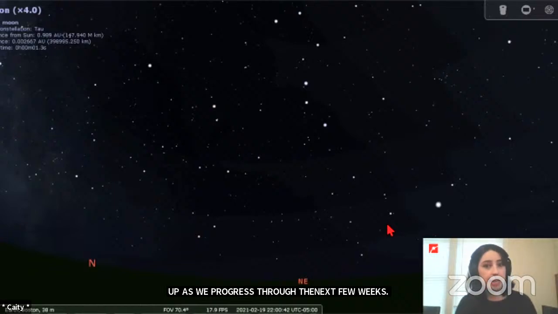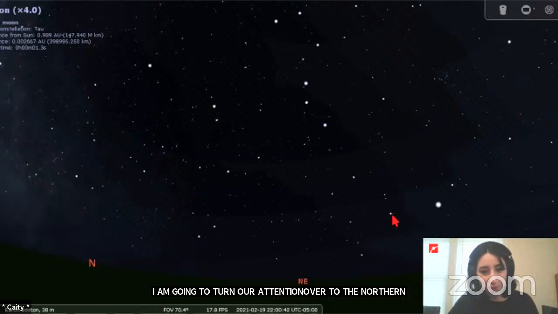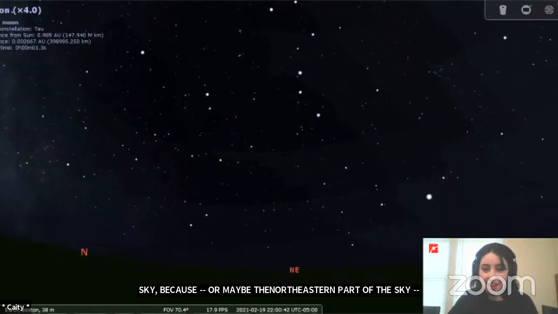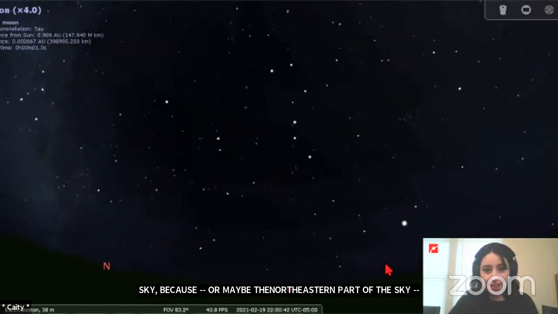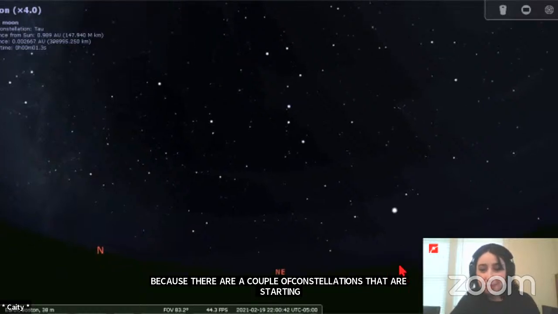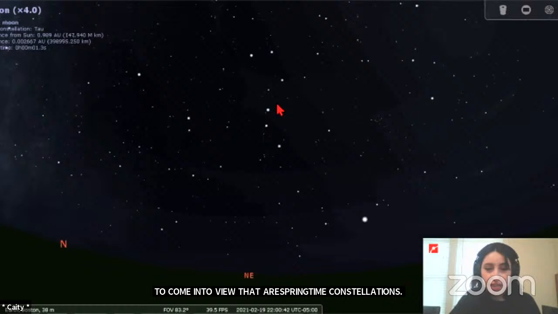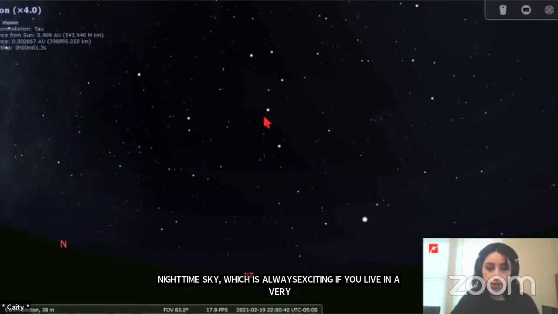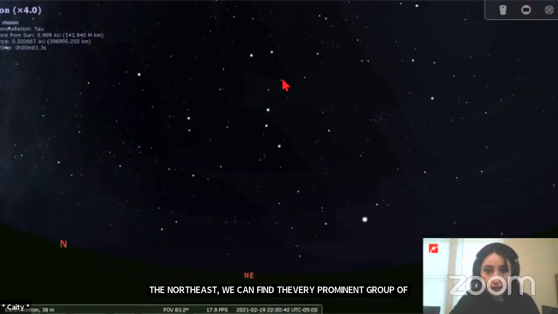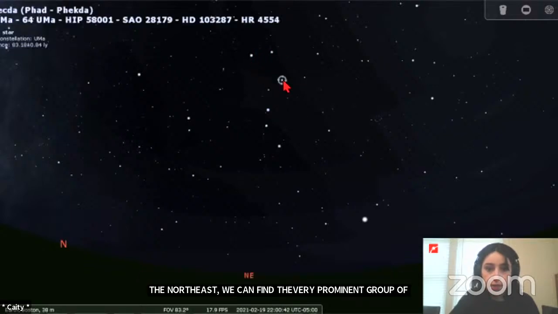Those are springtime constellations. So our first little glimpse of spring we can see in the nighttime sky, which is always exciting if you live in a very cold place or maybe you don't enjoy the winter very much. But in the Northeast, we can find the very prominent group of stars called the Big Dipper. Right here it kind of looks like it's standing on its handle. So we've got 1, 2, 3 stars in the handle and then 4 in the bowl of the Big Dipper.